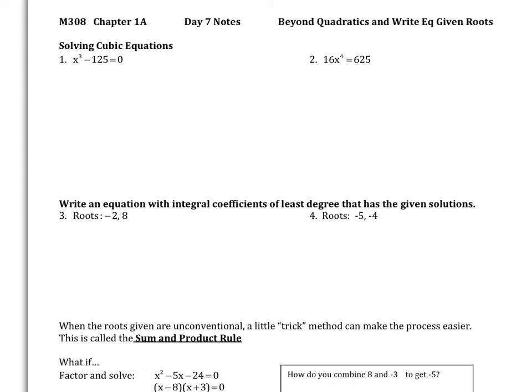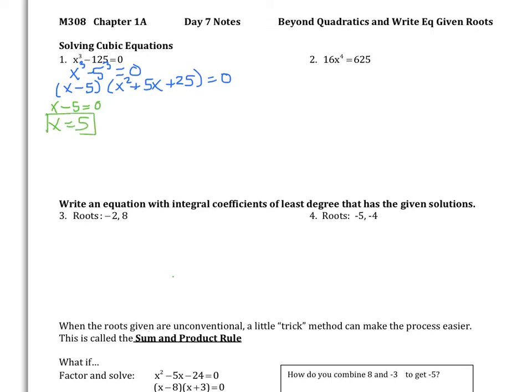So if we're solving a cubic equation, what you should be recognizing about this problem is that I could rewrite it as x to the third minus 5 to the third. And earlier in the year we talked about how to factor a difference of two cubes. We're going to break it down to x minus 5 times x squared plus 5x plus 5 squared, which is 25. So the easy part of this is to just go ahead and set x minus 5 equal to 0. So we get x equals 5.